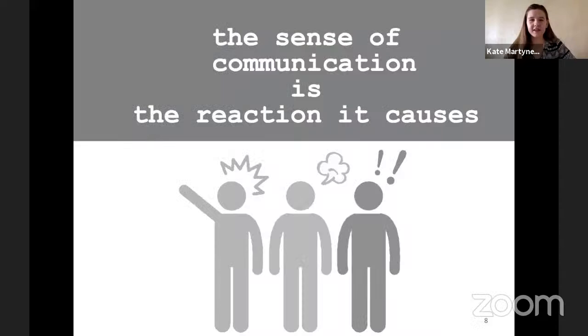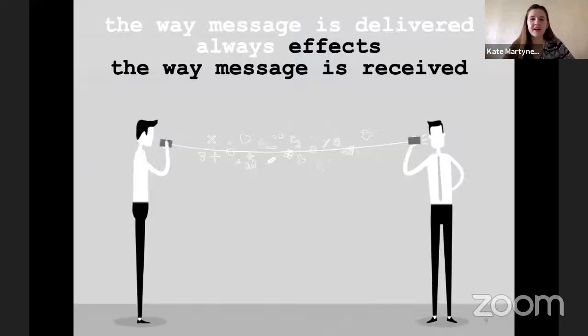So the next point is that the sense of communication is the reaction it causes. So as I said earlier, we have a positive reaction, a negative reaction, maybe surprising reaction. So we have plenty of different reactions. The way message is delivered always affects the way message is received. So what do you think about this? Write down some points.